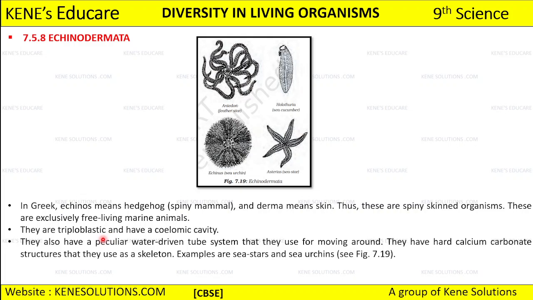They are triploblastic and they have a coelomic cavity. Triploblastic means they are made up of three layers, and they have a coelomic cavity present within them. You will see a peculiar type of water-driven tube system which helps them to move around. They also have a hard calcium carbonate structure, which they use as a skeleton. Examples of this phylum Echinodermata include sea stars and sea urchins.